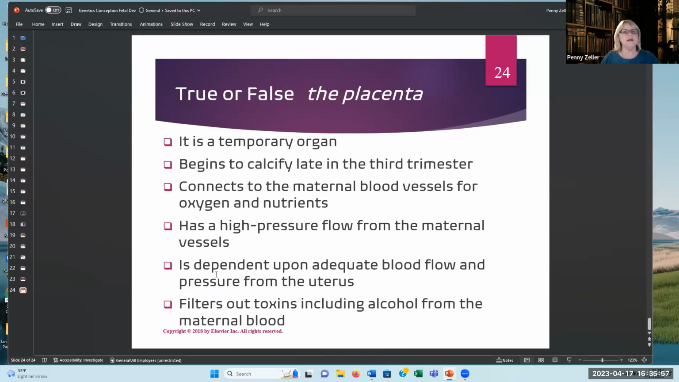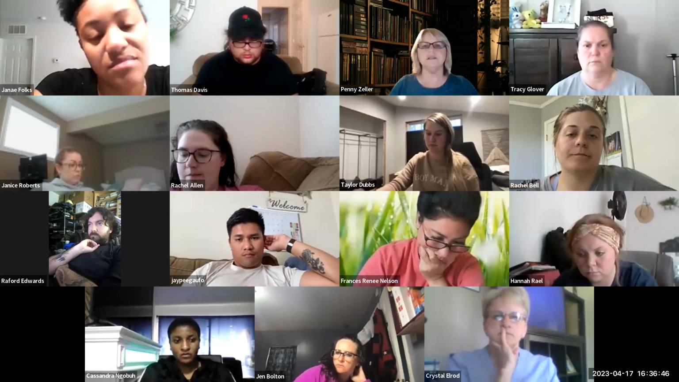The placenta is dependent upon adequate blood flow and pressure from the uterus. Is that true or false? The placenta does act as a filter, and it allows a lot of blood to come in, so it does depend on the uterine blood flow. We need plenty of blood. Does a placenta filter out toxins and alcohol from the maternal blood? No, because that's how they get fetal alcohol syndrome. So there's a lot of stuff in there.